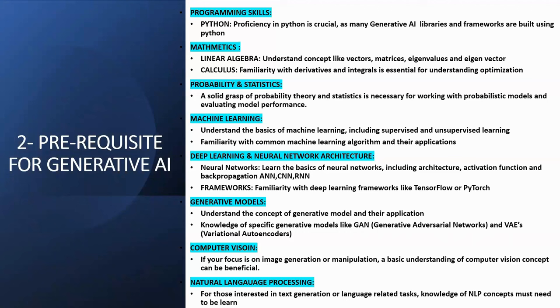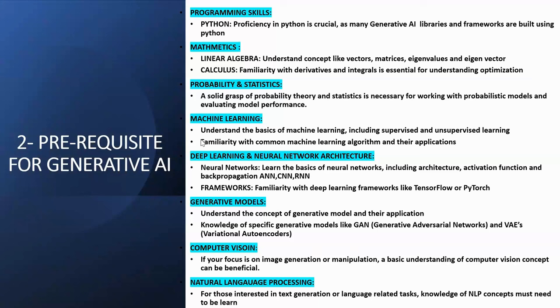Computer vision is very important if you focus on image generation or manipulation, so a basic understanding of computer vision concepts can be beneficial. And NLP, natural language processing, for text generation tasks: knowledge of NLP concepts must be learned. You must have knowledge of these. These are the prerequisites to build Gen AI models.